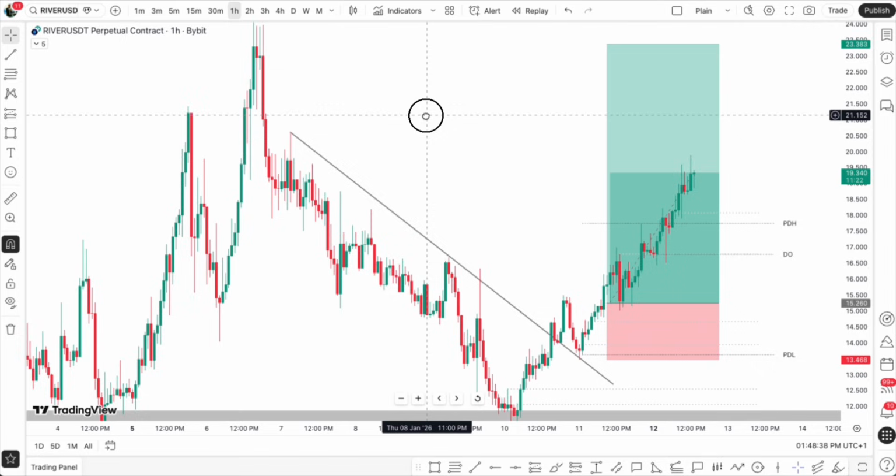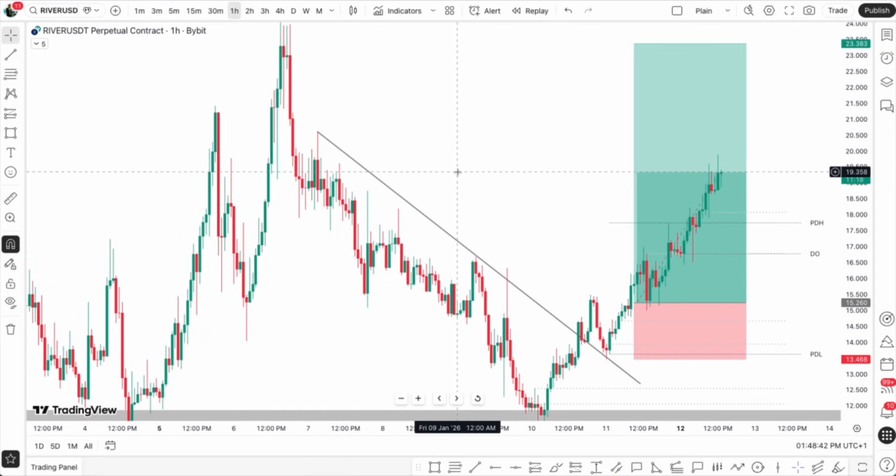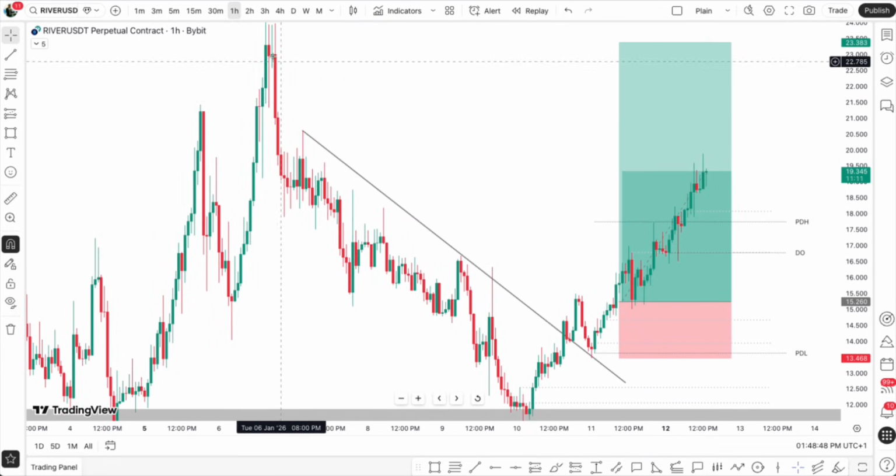And once the token pumps like that, the first thing I do is come to TradingView. If you don't have an account with TradingView, you can equally sign up using the link in the video description. You can start with a free account. You don't need to pay to use TradingView.